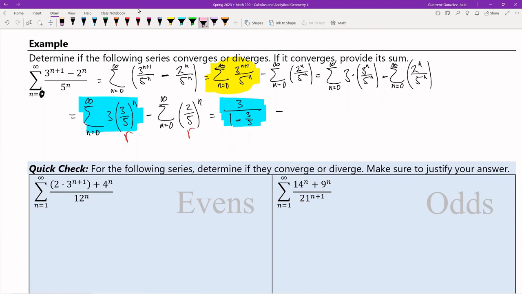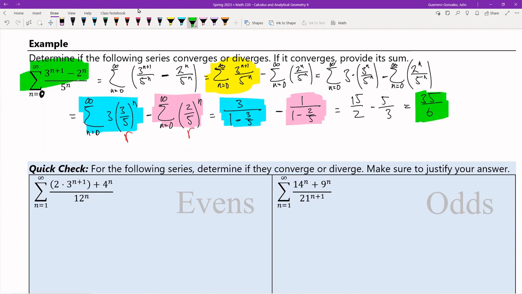Minus, now we need this convergence, right? And hopefully you guys figure this out. 1 over 1 minus 2 fifths. And that's going to be this convergence right here. Okay. This ends up being equal to 15 over 2 minus 5 over 3. This all converges to 35 over 6. This is our final answer. So this summation, this series, converges to 35 over 6.